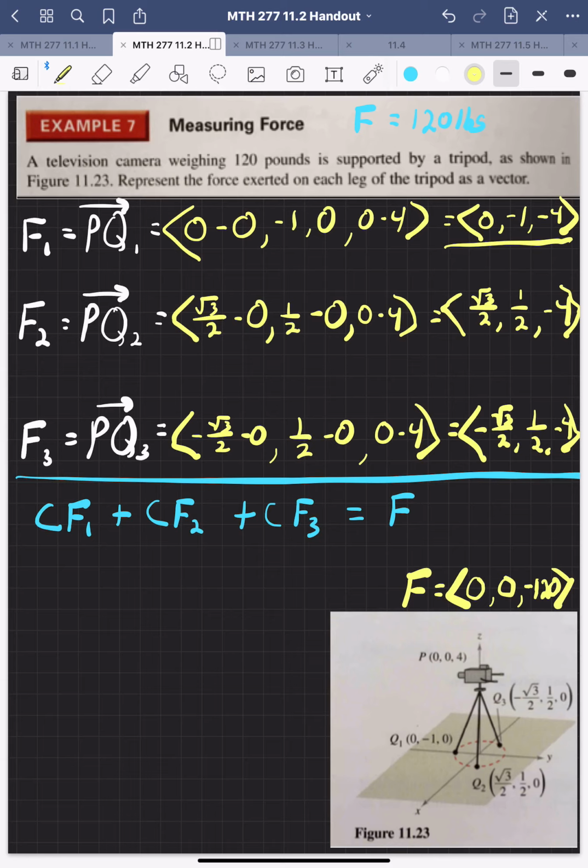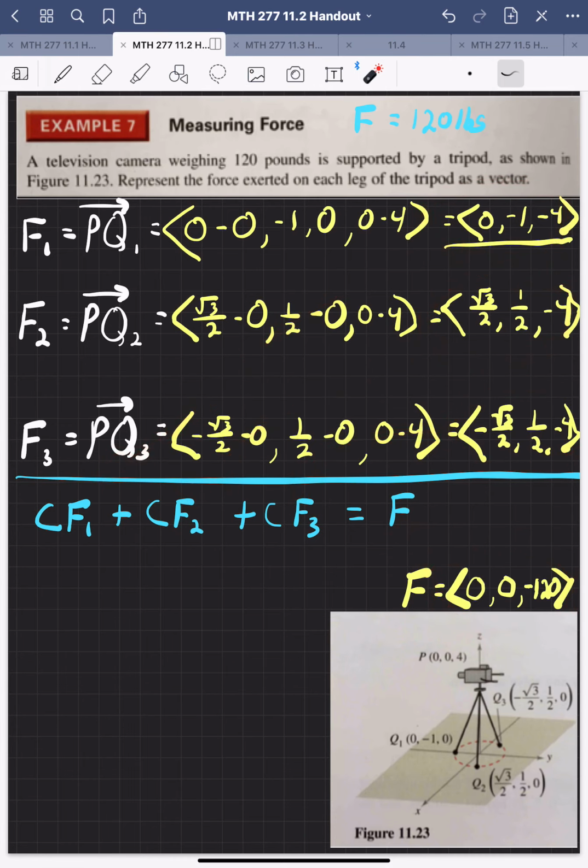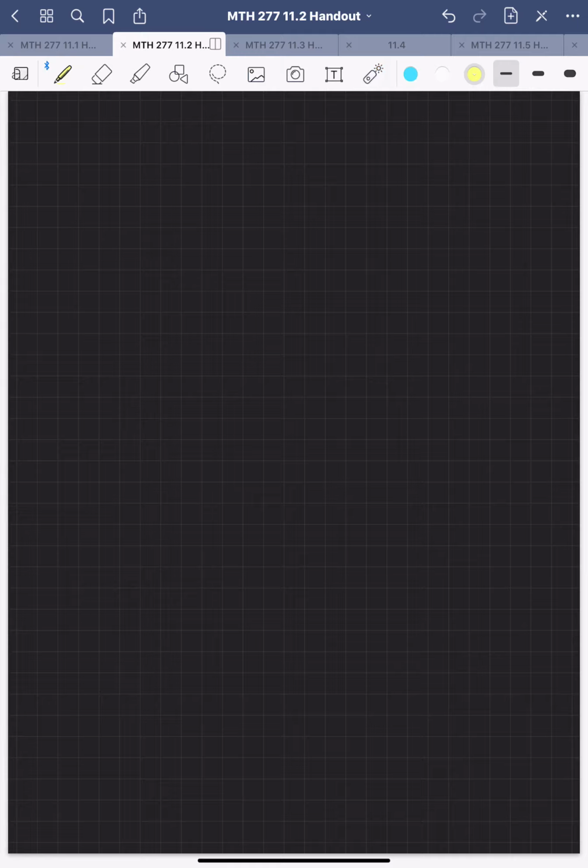Okay. So at this stage, what's left is I'm going to go to the next page where I have a little bit more room. I'm going to plug in here, here, and here. Plug in for all my forces. And then I'm going to solve for C. It'll take me longer to write it than it will be to solve it, but that's okay.